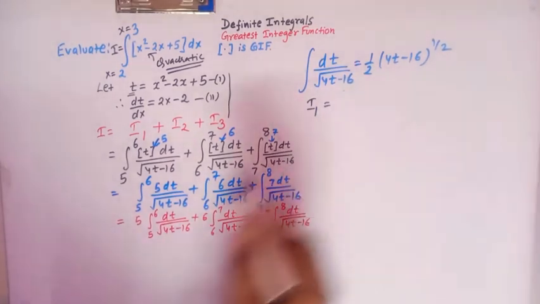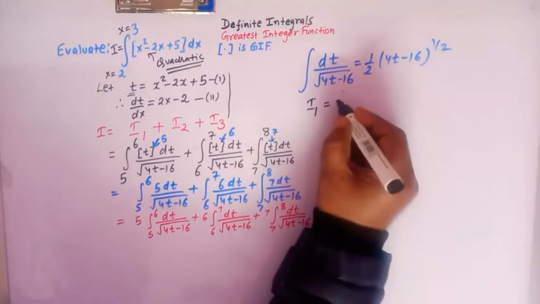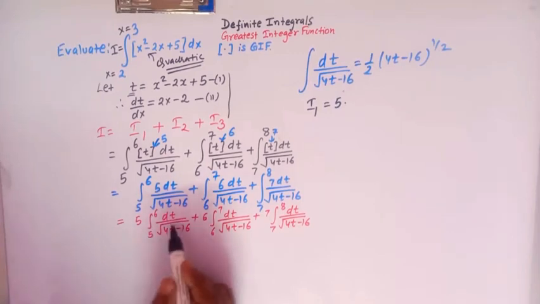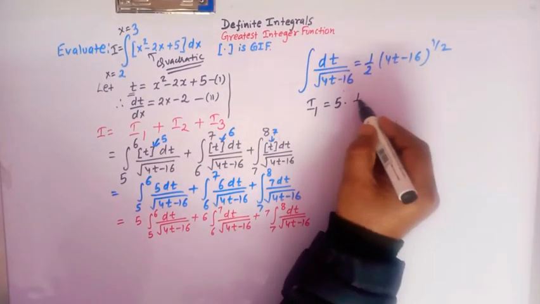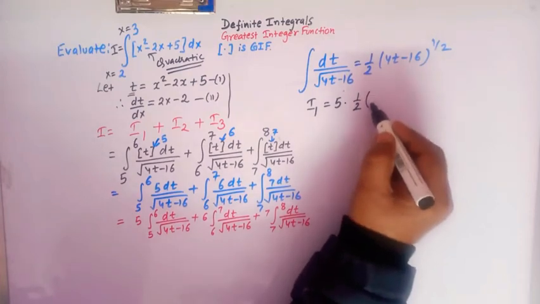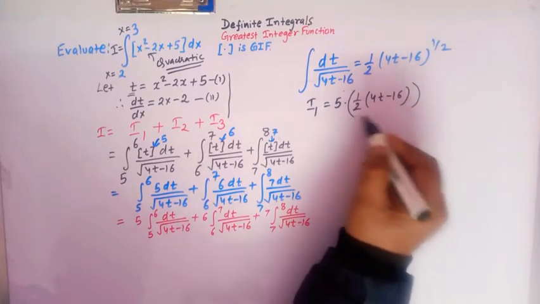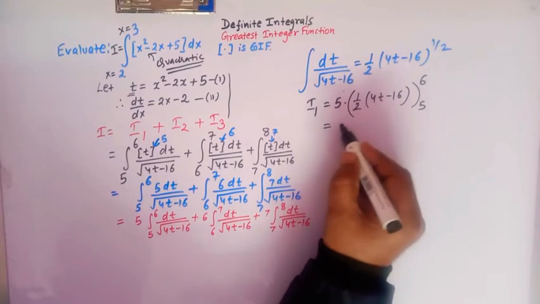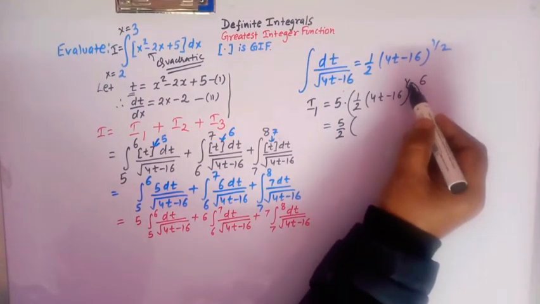So now I1 we are calculating separately. I1 is 5 times the definite integral of dt over square root of 4t minus 16 from 5 to 6, so we can substitute it here. So we have half of (4t minus 16) to the power half, and the limits are from 5 to 6, right? So now taking half outside, and here we have 1 over 2.